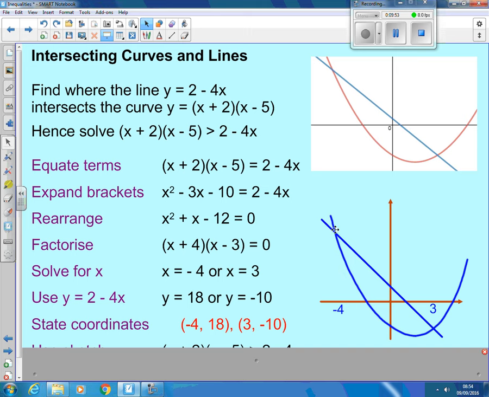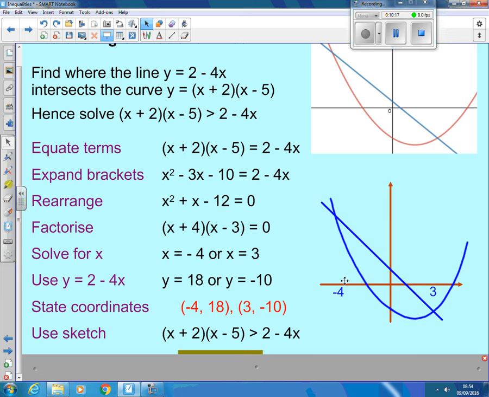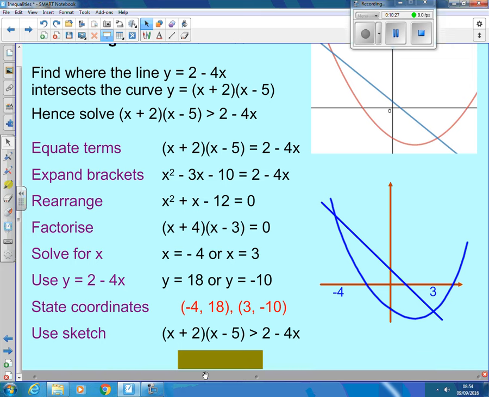So that's where x is minus 4, that is where x is 3. And we want where the curve is more than the line. The curve has got to be greater than the line. So I want over here, do you see over here, the curve is above the line? So I want to be to the left of -4. It is a strict inequality, so I mustn't have an equals there. Okay, so I want to be to the left of -4. That is x is less than -4.